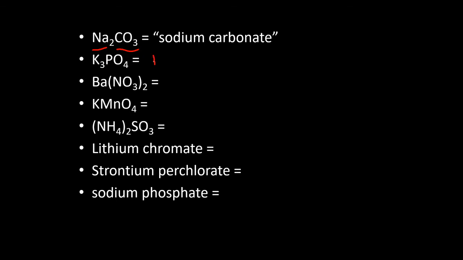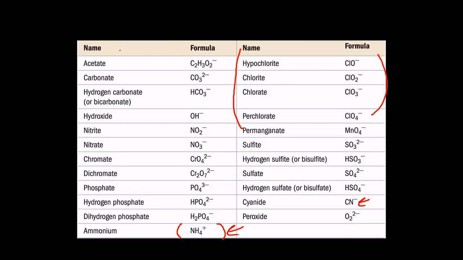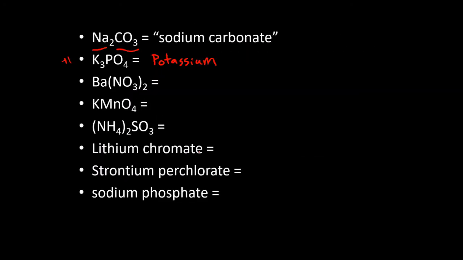The next one here, we have potassium, and then PO4 3-, and I know it's 3- because I needed 3 potassiums, which are each +1. If you go back to the list, that is phosphate, right there, PO4. And so this is potassium phosphate. No need to add anything on to the end, no need for Roman numerals, just potassium phosphate.